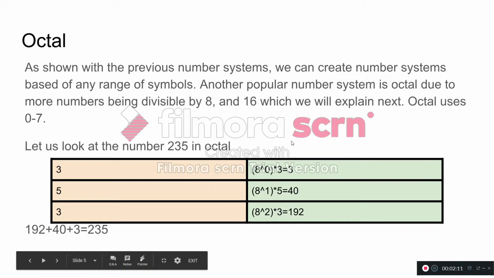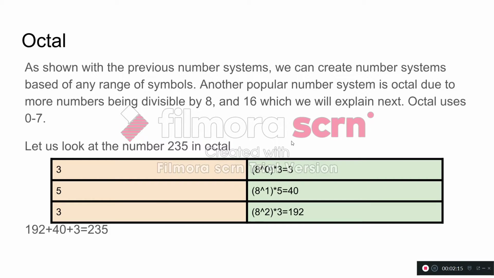Next, we have octal. As shown in the previous number systems, we can create number systems based on any range of symbols. Another popular number system is octal, due to more numbers being divisible by 8 and 16. But 16 is hexadecimal, which I'll explain next. Octal uses symbols from 0 to 7 and uses base 8. Let us look at the number 235 in decimal and octal.